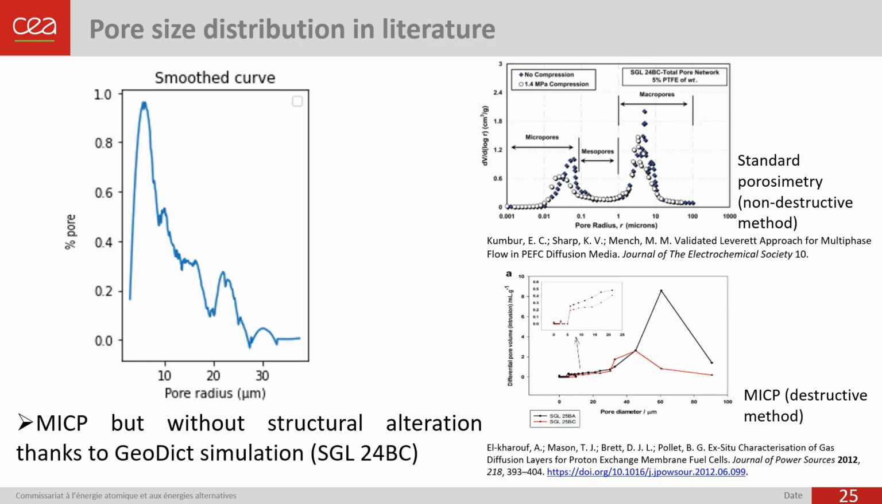Now I try to compare this method of getting the pore size distribution with what we can have in the literature. There are here two values from two literature articles of the same GDL, which is here on the left, the 24BC. On this one we can see that the values of the macropores are around 8 micrometers, which is very close to the values I had with my method of mercury intrusion pressure curve.